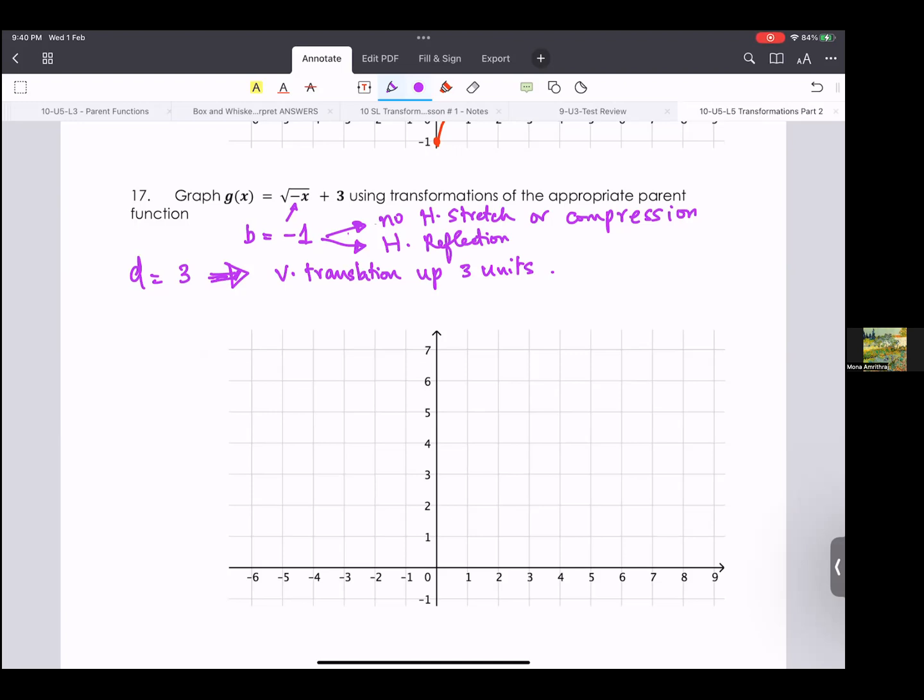First of all, what's the parent function? The parent, as we would have identified, is f of x equals root x, or you can just call it y equals root x. I don't care how you label the parent function, as long as you have it sketched out correctly. So this is your parent function. Now you want to reflect, okay?